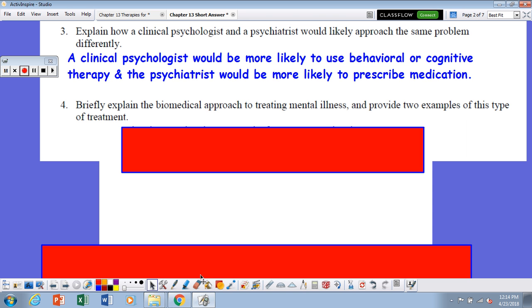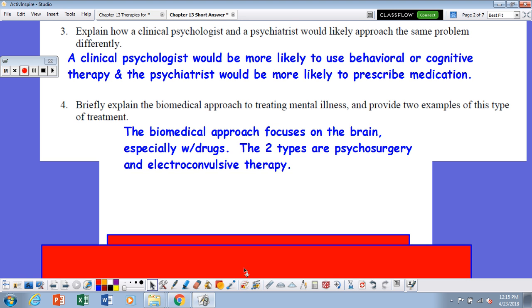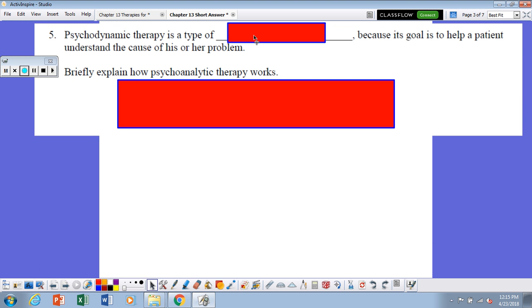prescribe medication. Number 4, briefly explain the biomedical approach to treating mental illness and provide 2 examples of this type of treatment. The biomedical approach focuses on the brain, especially with drugs, and 2 types of treatment would be psychosurgery and electroconvulsive therapy.